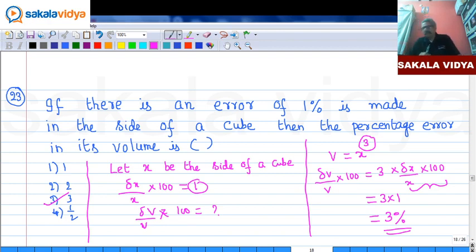Yes. Suma, you are on track now. Okay. Successful. So, mathematics is nothing but practice makes a man perfect, that is all.